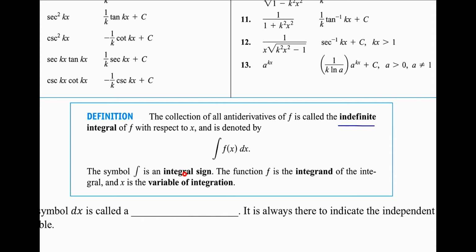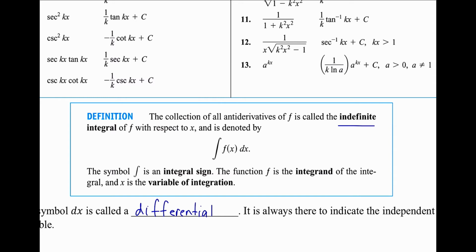Much like we were using dy over dx to indicate the derivative, this integral sign indicates that we want to take the antiderivative. Its function, the argument of the antiderivative, is called the integrand. And this dx right here is a differential. So dx, as the blank down here below, is a differential, and it indicates the variable of integration, which is important.